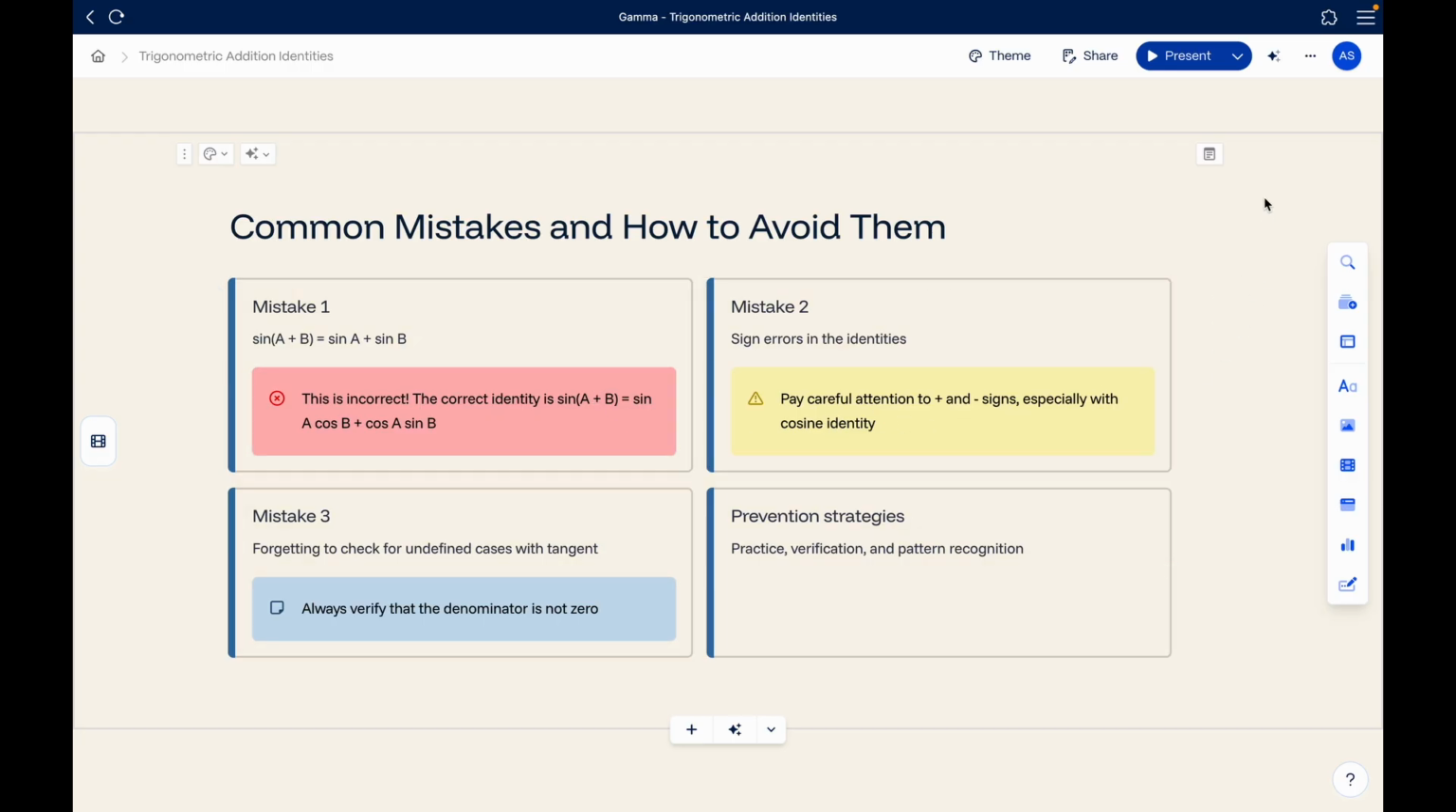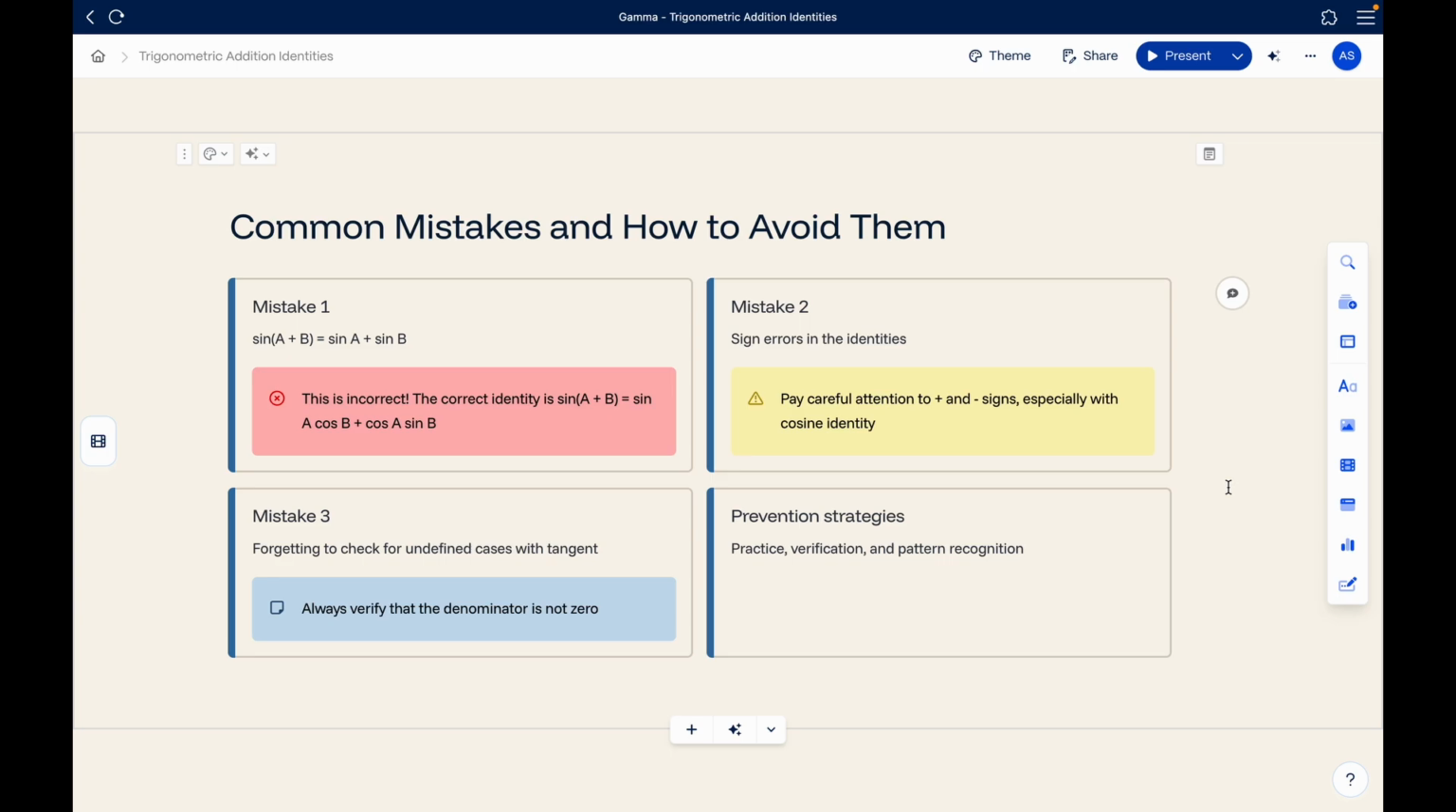Then, mistake 2 is sign errors in the identities. You have to pay a lot of attention to the plus and minus signs, especially with the cosine, and also the tangent identity, especially since it has both a plus minus and a minus plus in the generalized form. And mistake number 3 is forgetting to check for undefined cases with tangent. Basically, we need to always make sure that the denominator does not turn out to be 0.